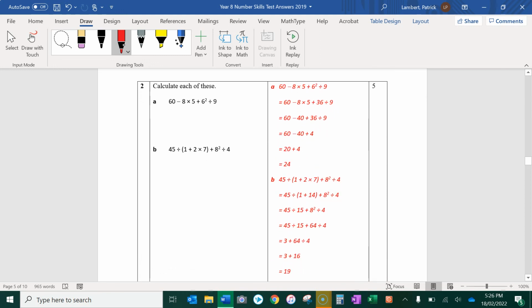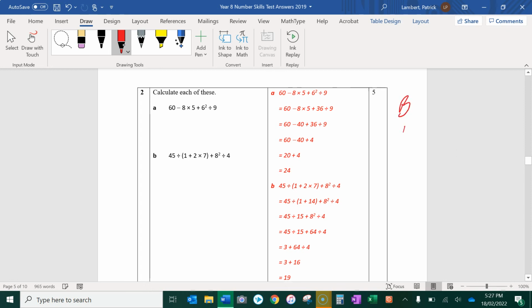Calculate each of these. BIDMAS or BODMAS, whichever one you want. In this instance, it's going to be BIDMAS. Indices will come first. There's no brackets, so that becomes 36, then 60 minus 40 plus 36 divided by 9. Next one is division. That one, 60 minus 40 plus 4. And working from left to right, 60 minus 40 is 20 plus 4, and it will be 24.